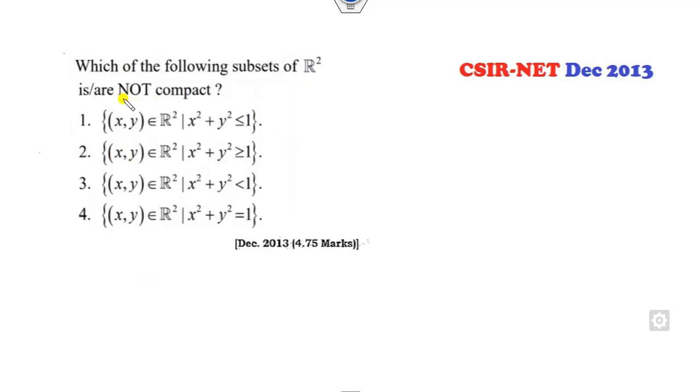Which of the following subsets are not compact? So it means we will prove that it is either not closed or not bounded. Either one of them will suffice. X square plus y square is less than or equal to 1. It's closed. Fine, clearly it's closed. It is also bounded. It means it is compact, but we need not compact.